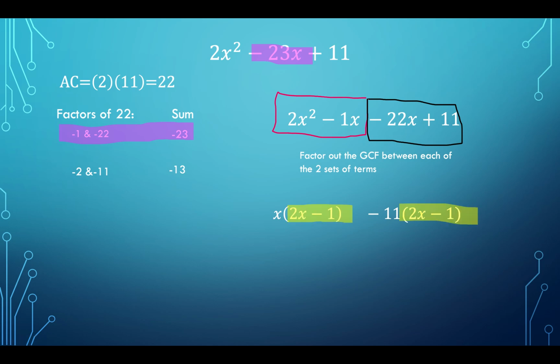We got our two sets of parentheses. They match each other, which is good. So now we're going to rewrite that once, and then we take whatever was left on the outside and rewrite that into one parenthesis. So our final answer is x minus 11 times 2x minus 1.